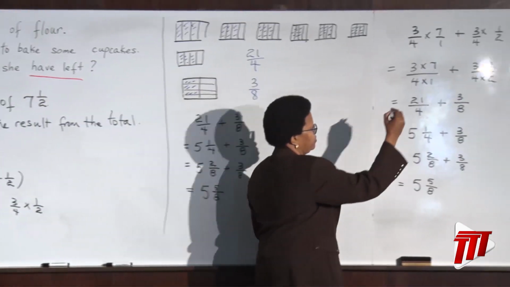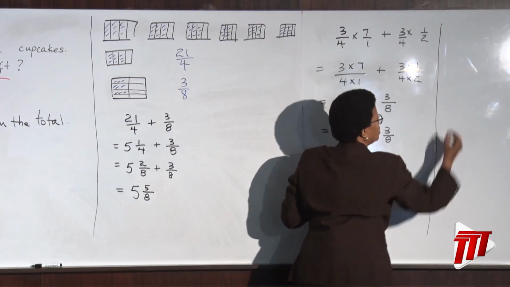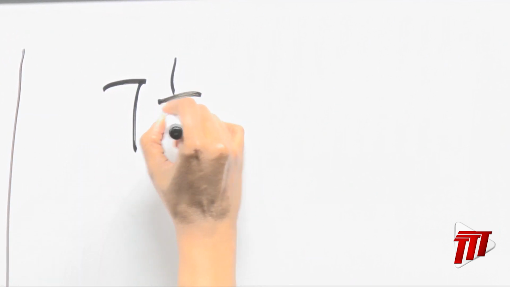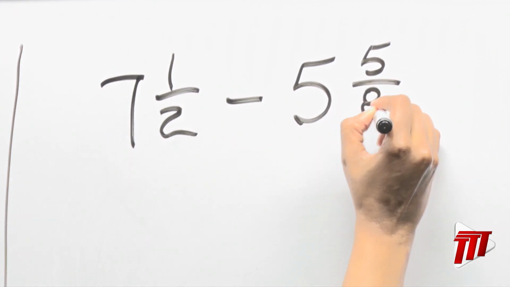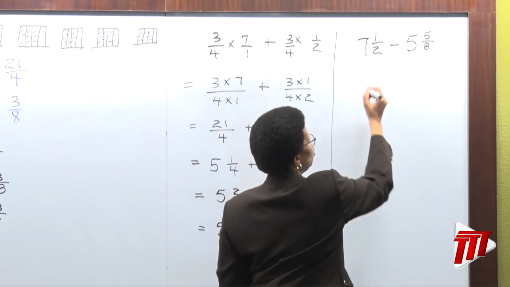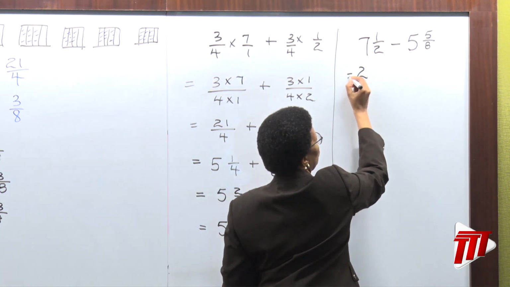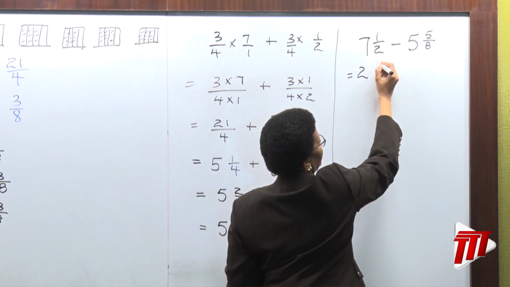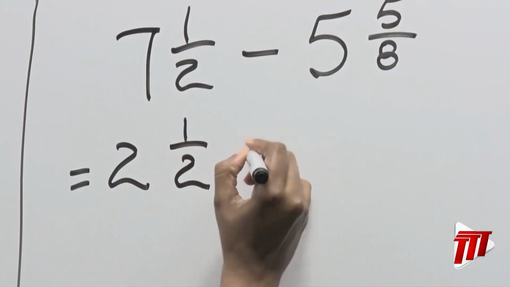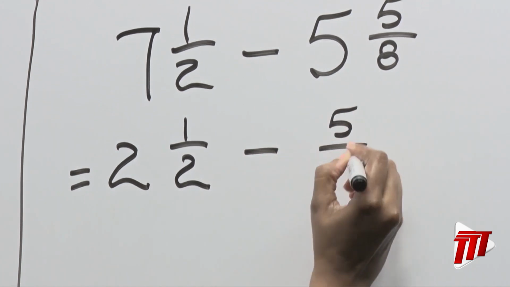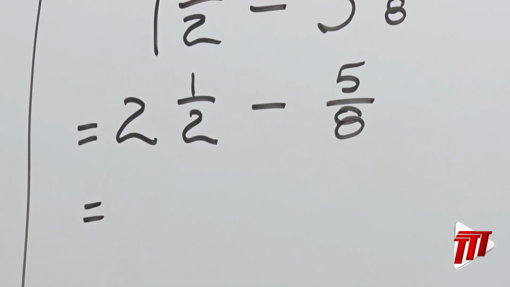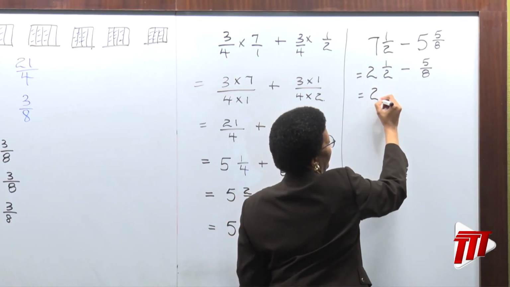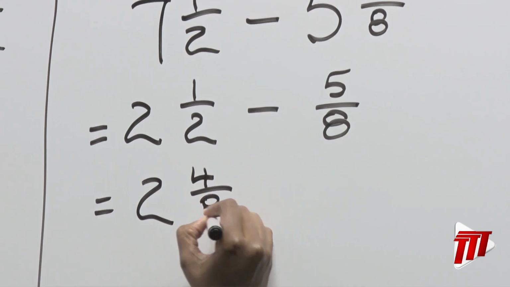Let's go forward. Our total is 7 1/2 minus 5 5/8. 7 minus 5 is 2. That means we have 2 1/2, and we still need to minus 5/8. Using equivalent fractions, 1/2 is the same as 4/8. We have 2 4/8 minus 5/8.